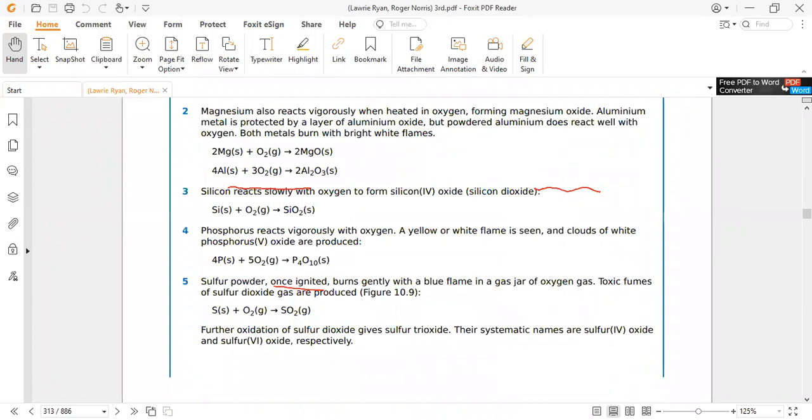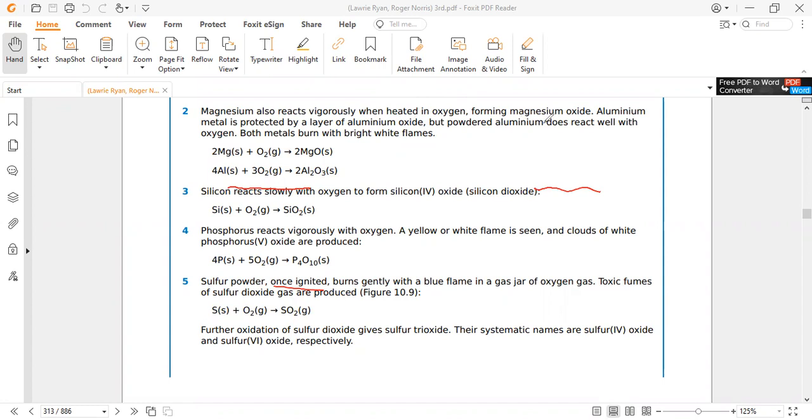Similarly, magnesium also reacts, but not as vigorously as sodium, because sodium is group 1 and a very reactive metal. Likewise, the others are not as reactive. Magnesium also reacts vigorously when heated in oxygen. The difference is that it needs heating in oxygen, not room temperature, while sodium reacted vigorously at room temperature or normal circumstances.